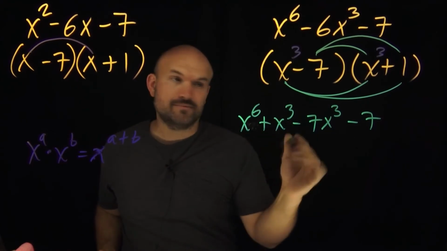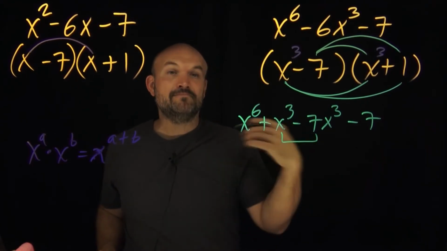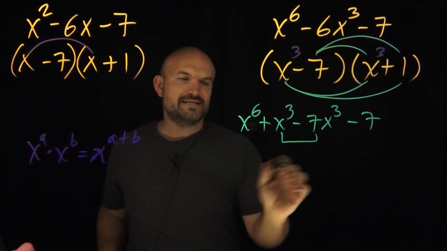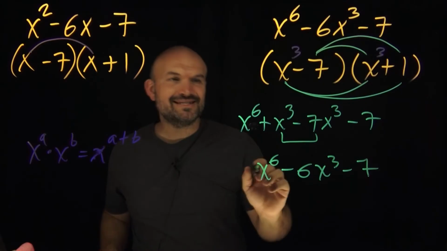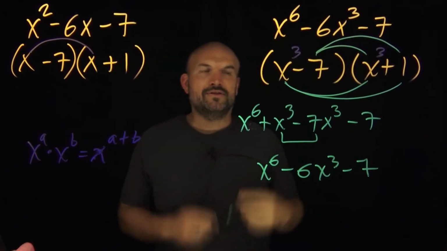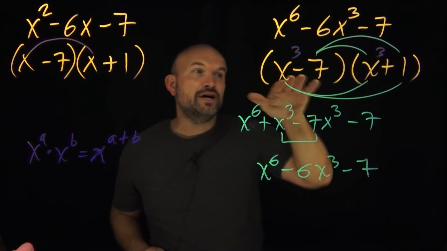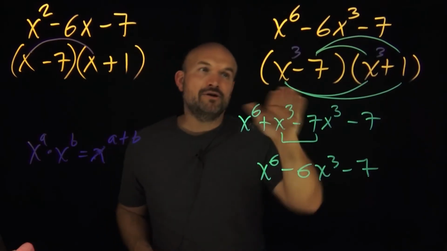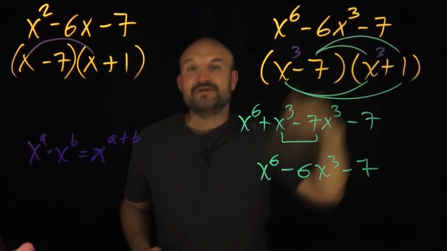I know I can combine them, right? So therefore, now I'm going to get x to the 6th minus 6x cubed minus 7. And voila, you can see that we went back. We checked our answer. We got back to the original equation. Now, the only other thing that I want you to recognize here is you could further factor these down. And that's going to be by using what we call the sum and difference of two cubes.